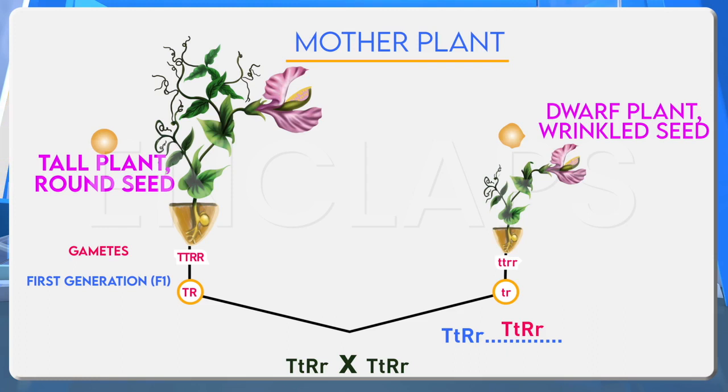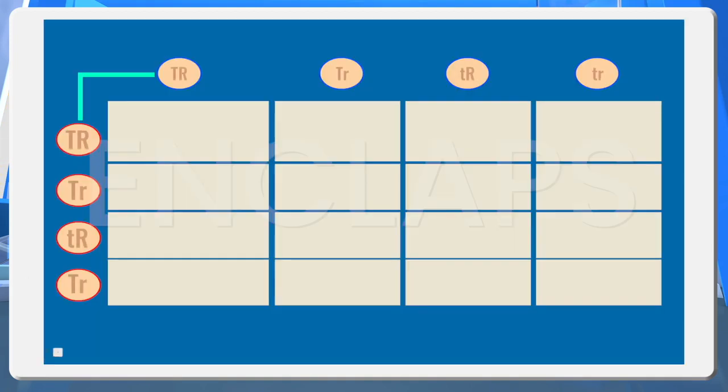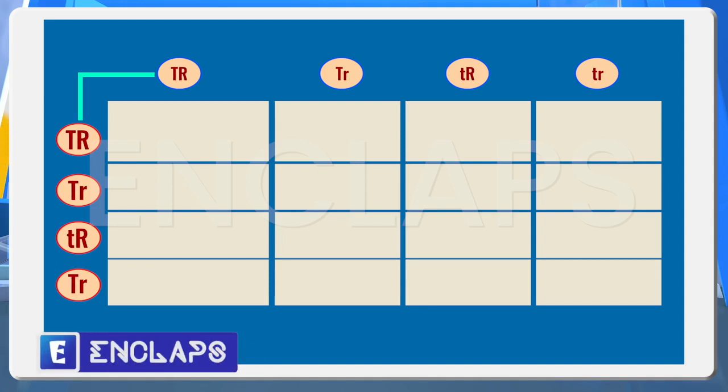Dwarf wrinkled seeds, small t small t, small r small r. The gametes, capital T capital R, small t small r. First generation, capital T small t, capital R small r. While self-pollinating the first generation plants, capital T small t, capital R small r and capital T small t, capital R small r, 4 types of gametes are formed from each plant. Which are they? Capital T capital R, capital T small r, small t capital R, small t small r.